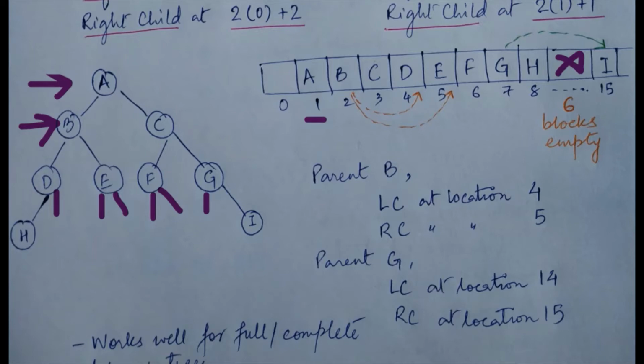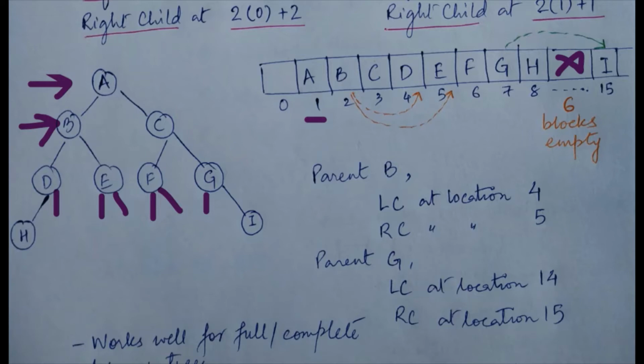Why have we left this empty? Because the logic which we are following for a tree is that if a parent is at this particular position n, then you will find the left child at 2 into n, and you'll find the right child at 2 into n plus 1. So you cannot fill them straight away directly here.